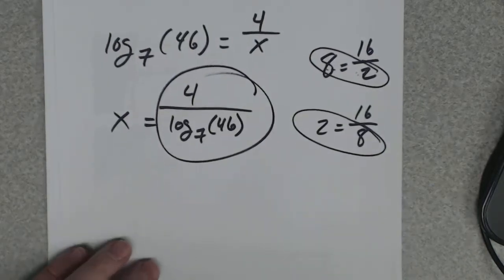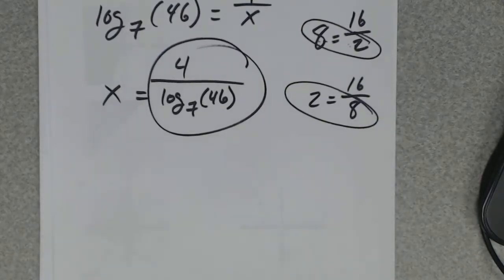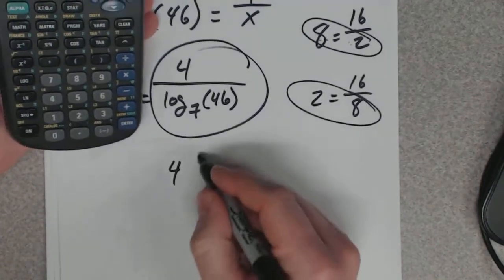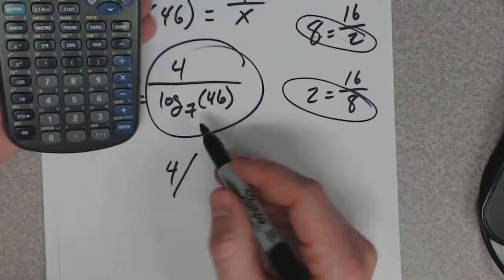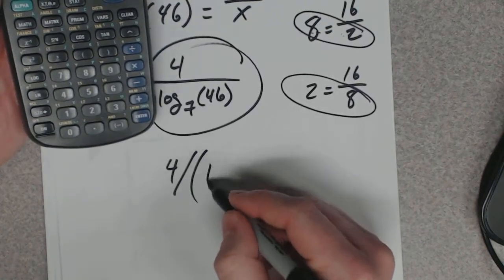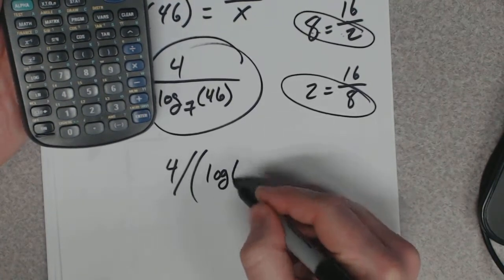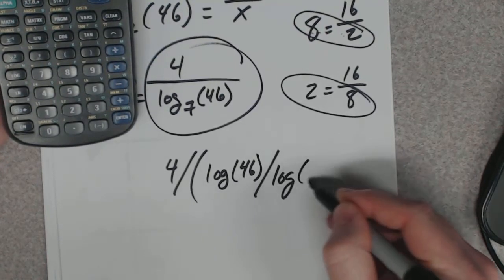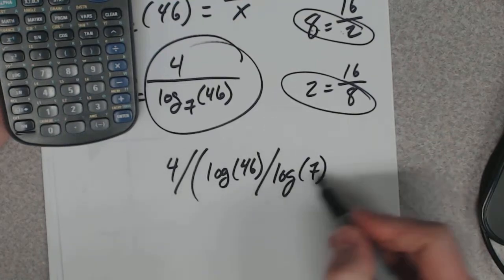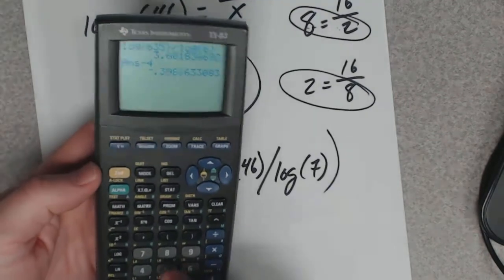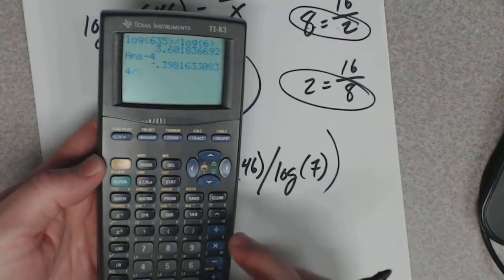There's the exact answer. The approximation to this is a little bit more difficult. When I type this in my calculator, I have 4 on the top divided by. Now the bottom's going to have a bunch of stuff, so I need to start off with the parentheses. Then log of 46 divided by log of 7, and then I need to close up the original parentheses. That's what it needs to look like when I type into my calculator, because I have to use the change of base formula.